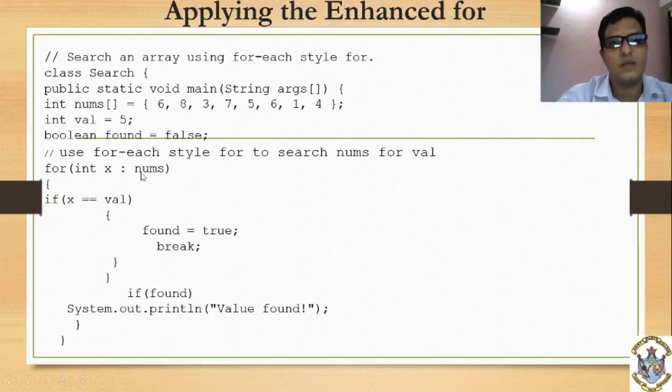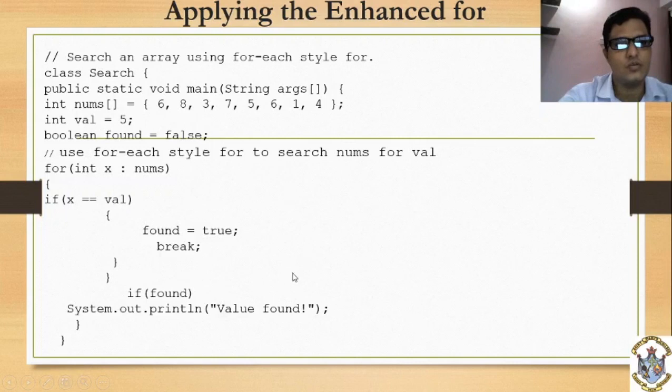Now I am writing a for loop, right? I'm using a for-each loop, for int x. What is the assignment? nums. It will automatically take the first element, right? I'm checking whether x is equal to val. What is val? 5. I'm comparing whether 6 is equal to 5. False, it skips. Once again it comes to the next element.